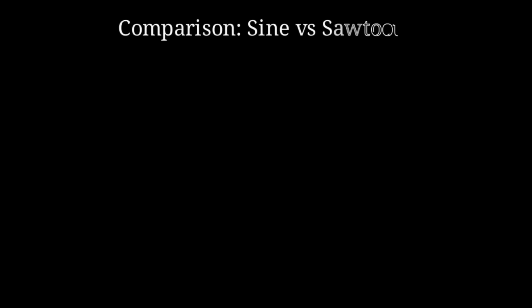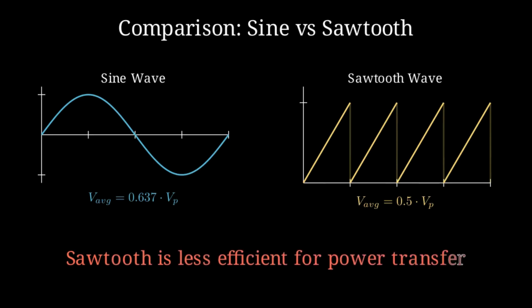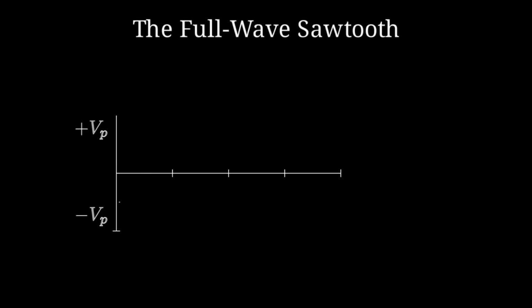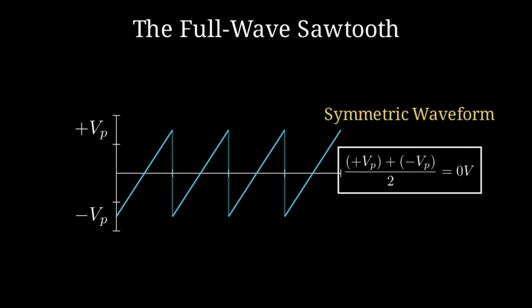Comparing this to a rectified sine wave, which has an average value of approximately 0.637 times the peak, we see that a sawtooth wave delivers less average voltage for the same peak height. Note that if the sawtooth wave is symmetric, swinging from a negative peak to a positive peak, the average value over a full cycle is 0. This is because the positive and negative areas cancel each other out.